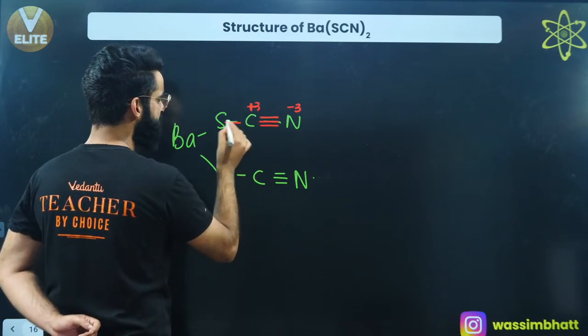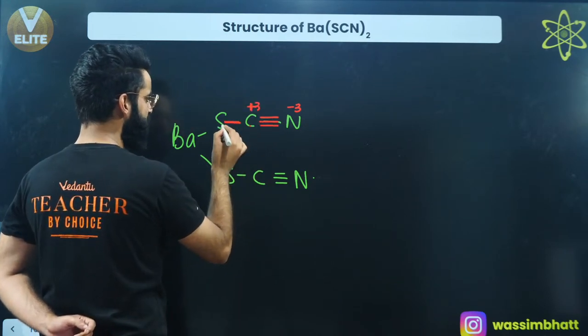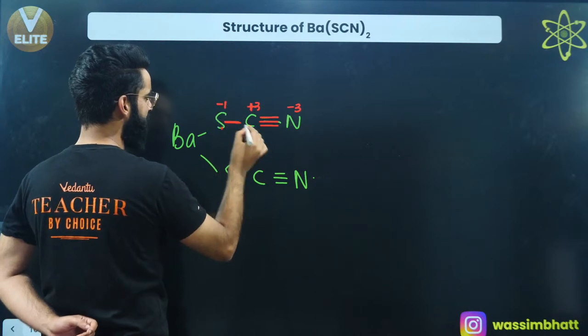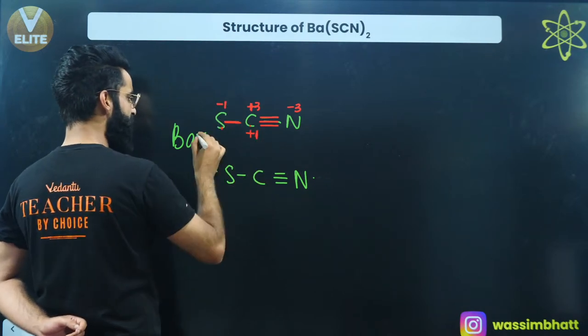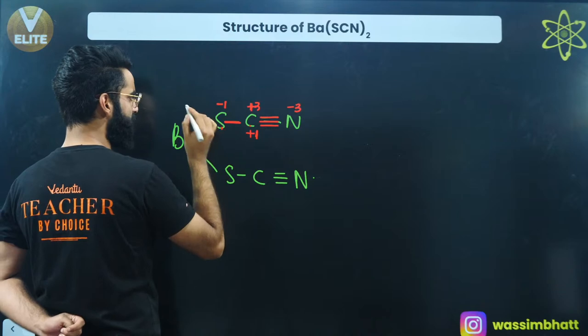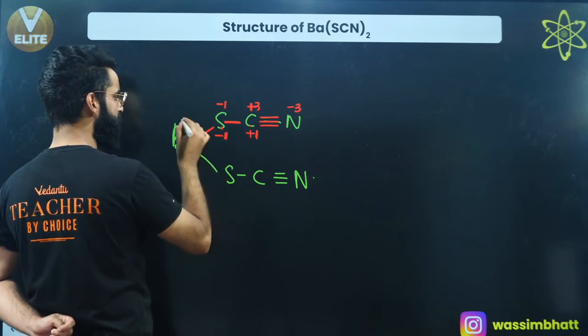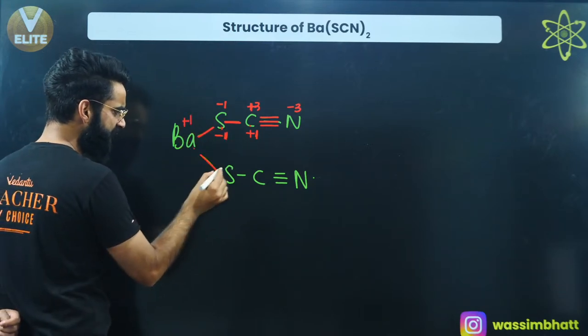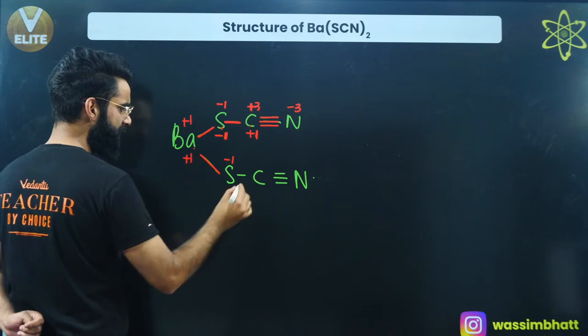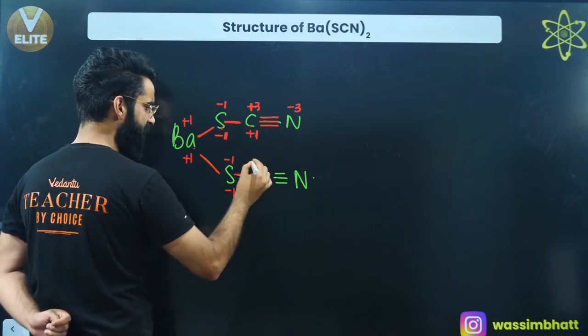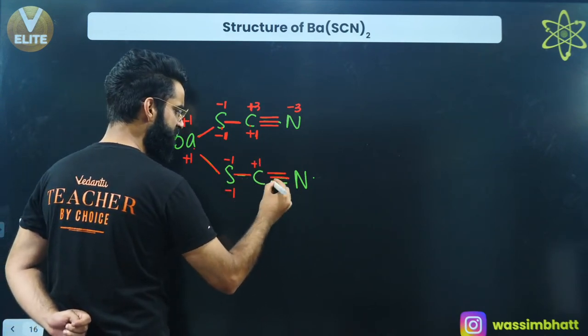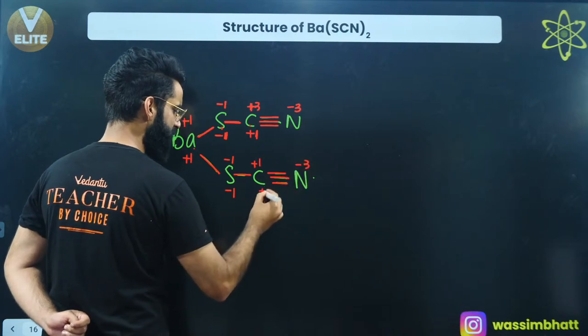Similarly, if I talk about this single bond between carbon and sulfur, sulfur being more electronegative, this is going to have -1, this will have +1. If I talk about this single bond between barium and sulfur, sulfur is more electronegative, so -1, +1. If you talk about this single bond, it's going to be -1, this is going to be +1. If you talk about this single bond, it's going to be -1, this is going to be +1. If you talk about this triple bond, it's going to be -3, this one is going to be +3.